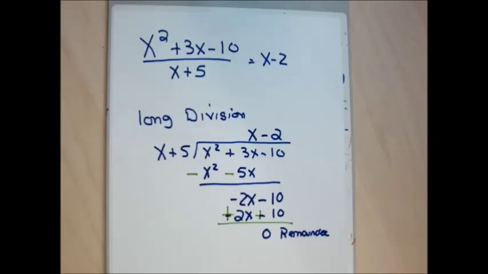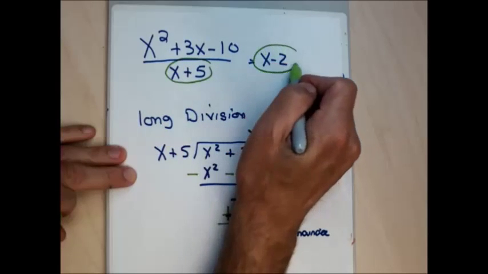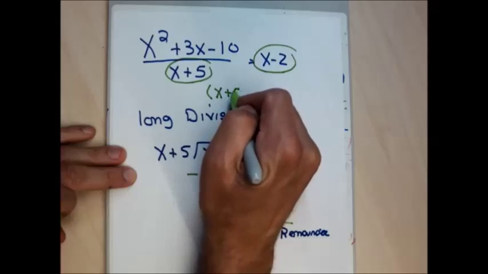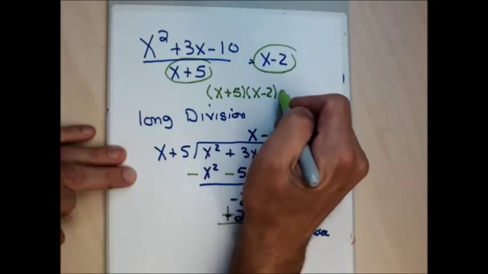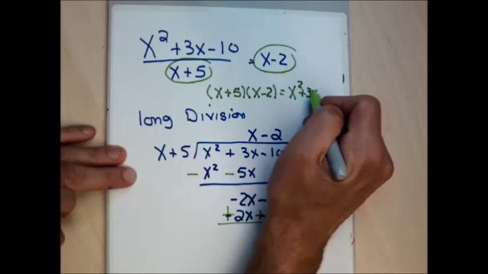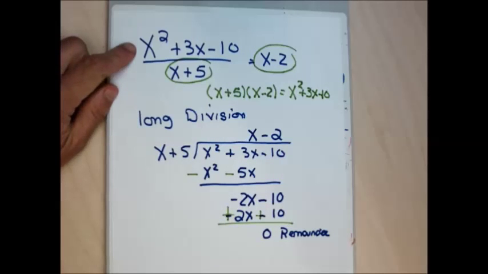The thing about doing long division and getting a remainder of 0 is that it tells me that the denominator times the answer equals the numerator. So if I can figure out a way to do long division and get a remainder of 0, I can figure out a way to factor the polynomial that's in the numerator.